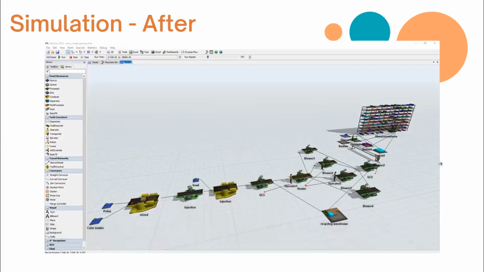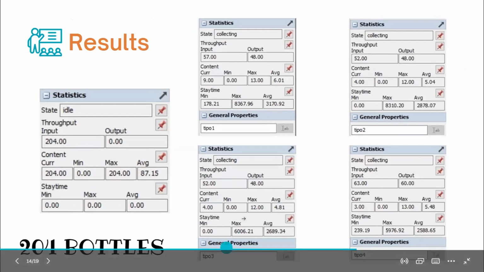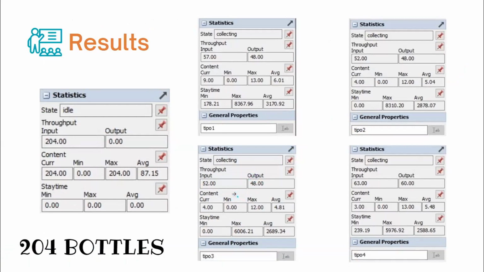Okay, the simulation results showed that a total of 2,004 bottles were generated at the end of an 8-hour working day. Individually, we have 57 type 1 bottles, 52 of type 2, 52 of type 3 also, and 63 of type 4. Next.